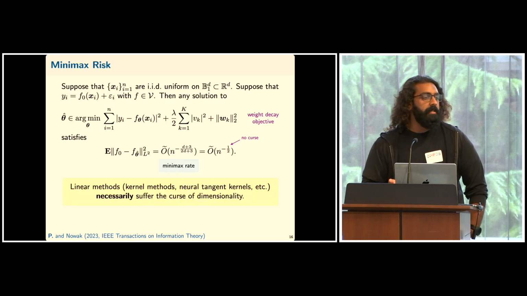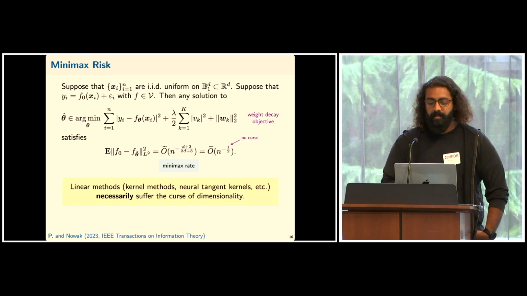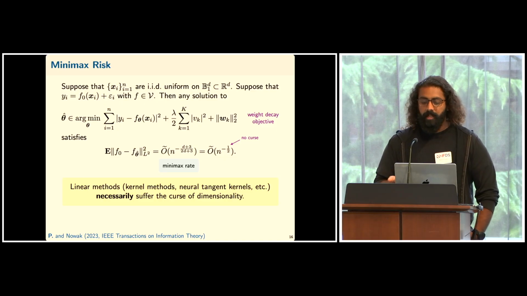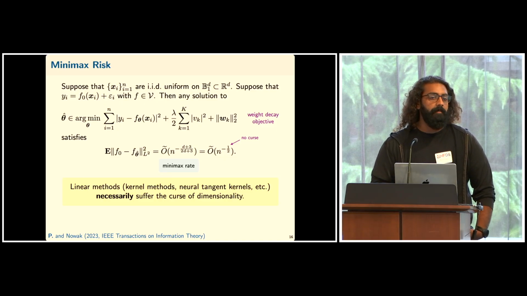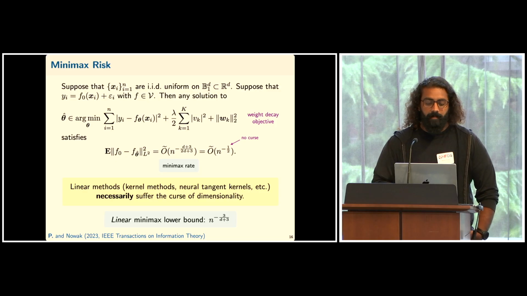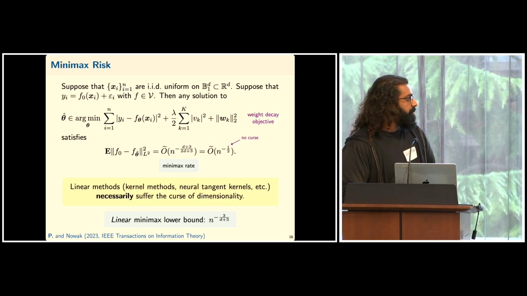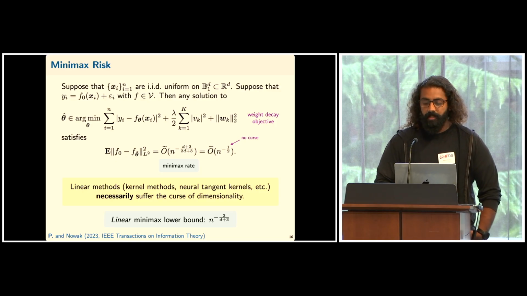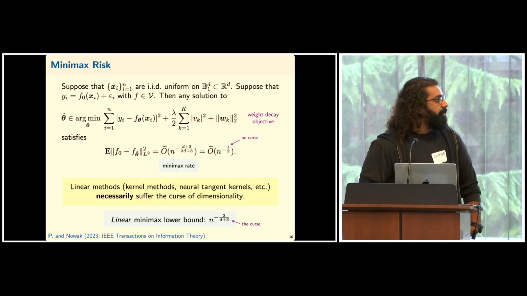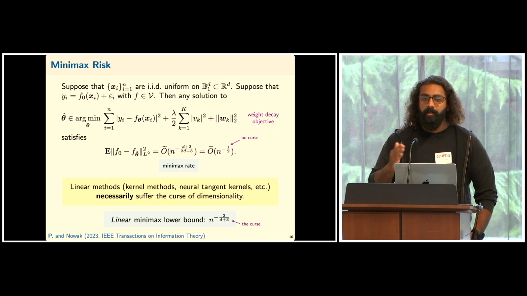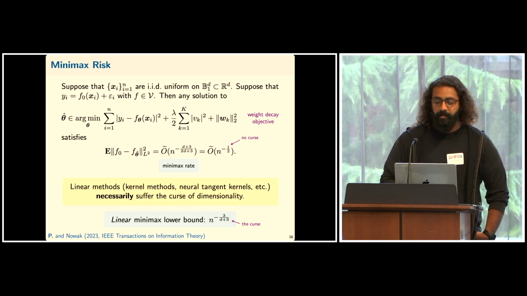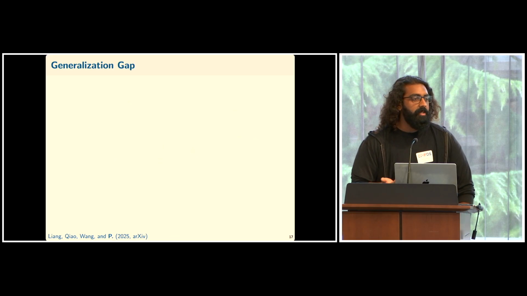Maybe what's more interesting, though, is that linear methods, such as kernel methods, or if you use a neural tangent kernel or something, actually necessarily suffer the curse of dimensionality for this function class. So we also proved this linear minimax lower bound for this class, where you have this n to the minus 3 over d plus 3. So the d in the denominator of the exponent there is precisely the curse of dimensionality. So that's cool. We can also then talk about the generalization gap.